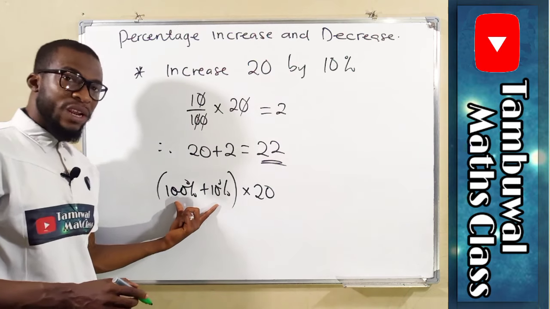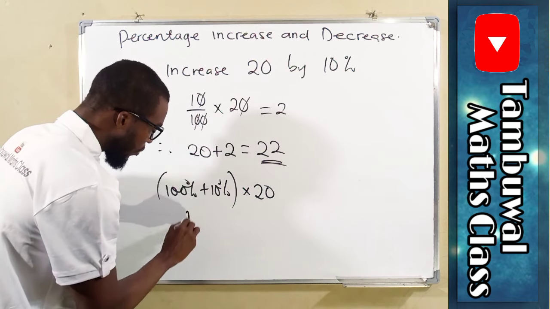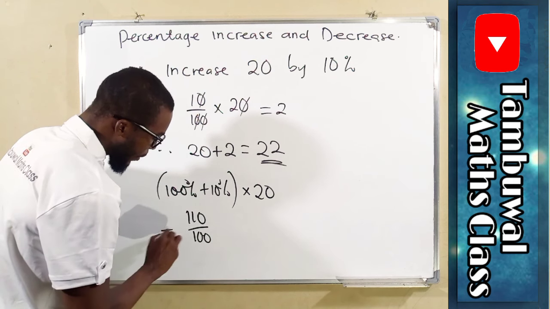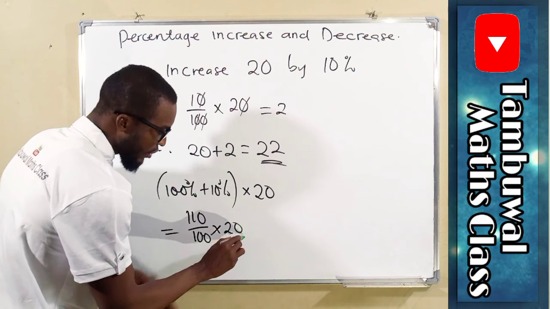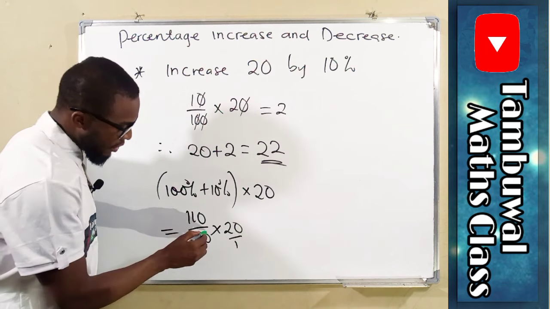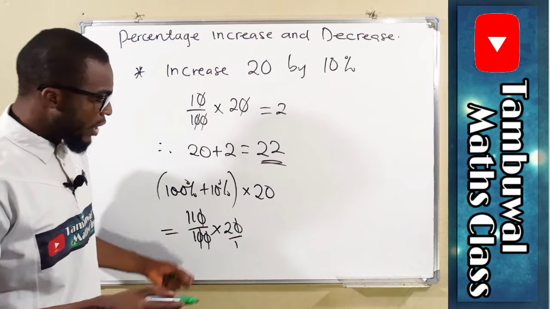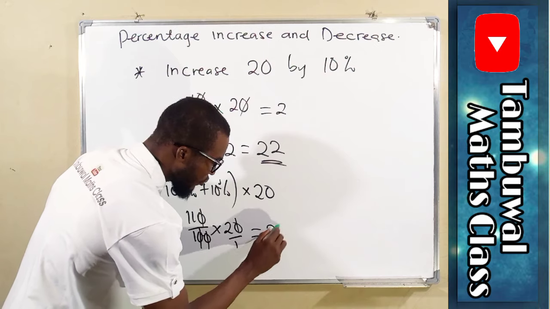And you can see this is 110%, which can be written in rational form as 110 over 100 multiplied by 20. You can rationalize it if you like. 0 here, 1, 0 here, 1, 0 here, 0 here. All we have left is 11 times 2, which is the same thing as 22.